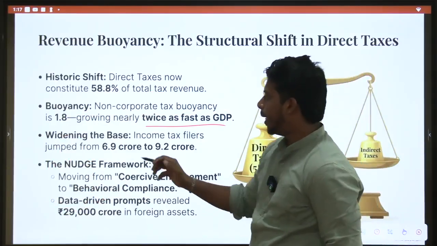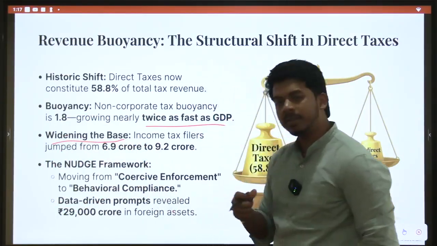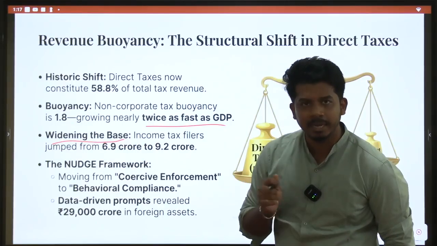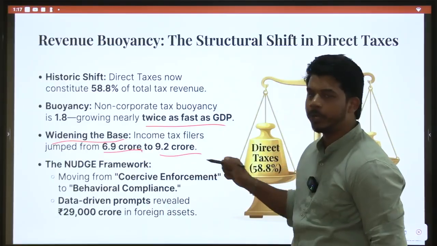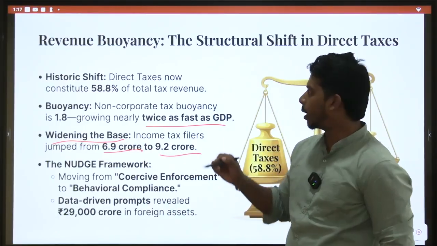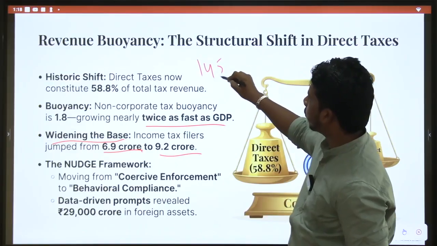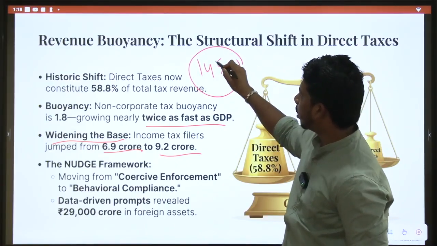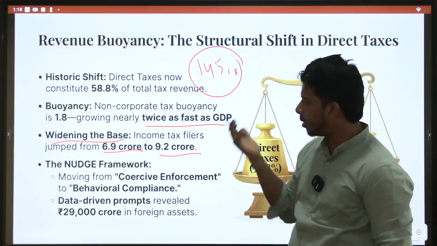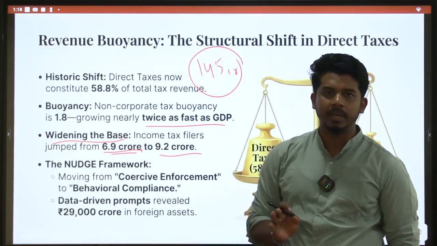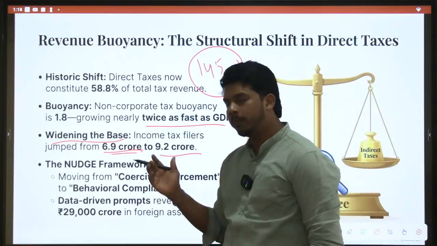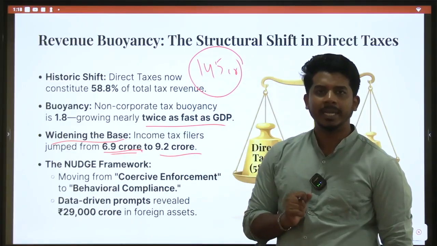Now, widening the base. The number of people filing income tax returns has increased from 6.9 crore to 9.2 crore. We have almost 145 crore population. Out of this 145 crore, previously only 6.9 crore people used to file IT returns. Now 9.2 crore people have filed IT returns.